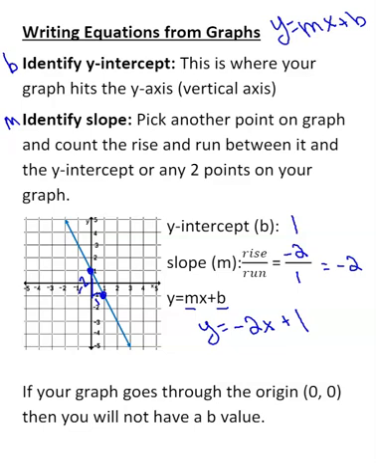I do want to mention, if for some reason your graph goes through the origin or the center of it, which is 0, 0, then technically your b value is 0, and so you wouldn't really write that. You wouldn't put +0 at the end, because it's not going to change the value.